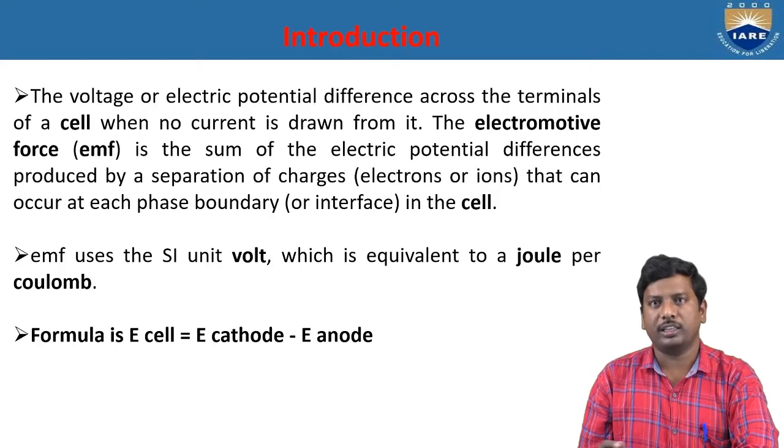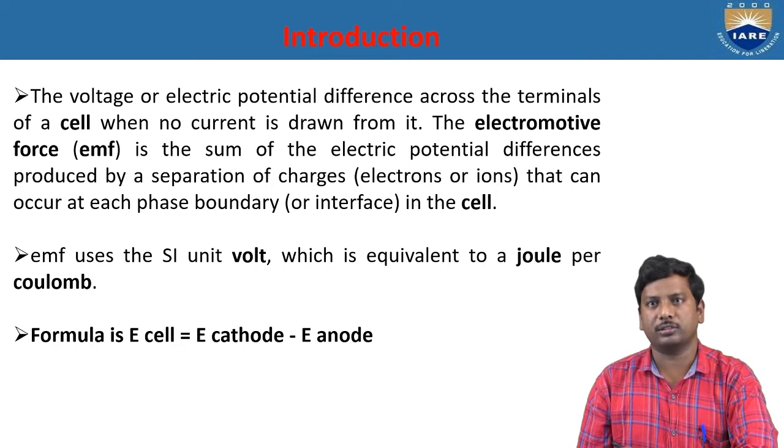First of all, the voltage or electrical potential across the terminals of a cell when no current is drawn from it is nothing but an electric potential. And what is the electromotive force? The electromotive force is the sum of the electrical potential differences produced by a separation of charges, electrons or ions, that can occur at each phase boundary or interface of the cell.